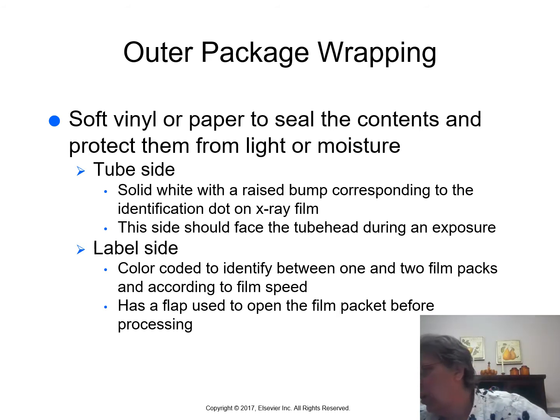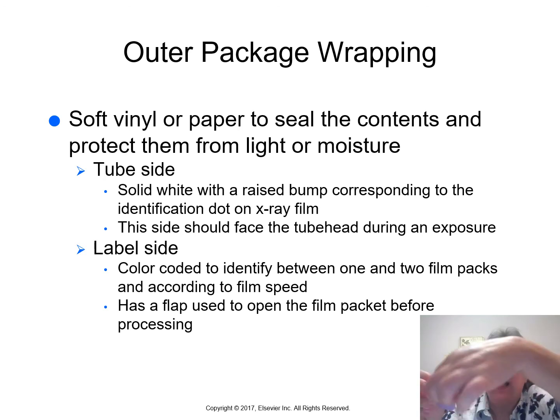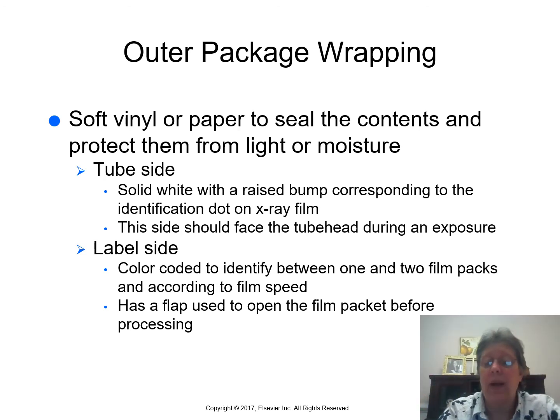always go on our bite block holders. The identification dot always goes what we call dot in the slot. So the identification dot always goes towards the bottom of the film holder. The label side of the film is your two-tone, two colors. It contains the little flap to peel up the x-ray and take all the component parts out.